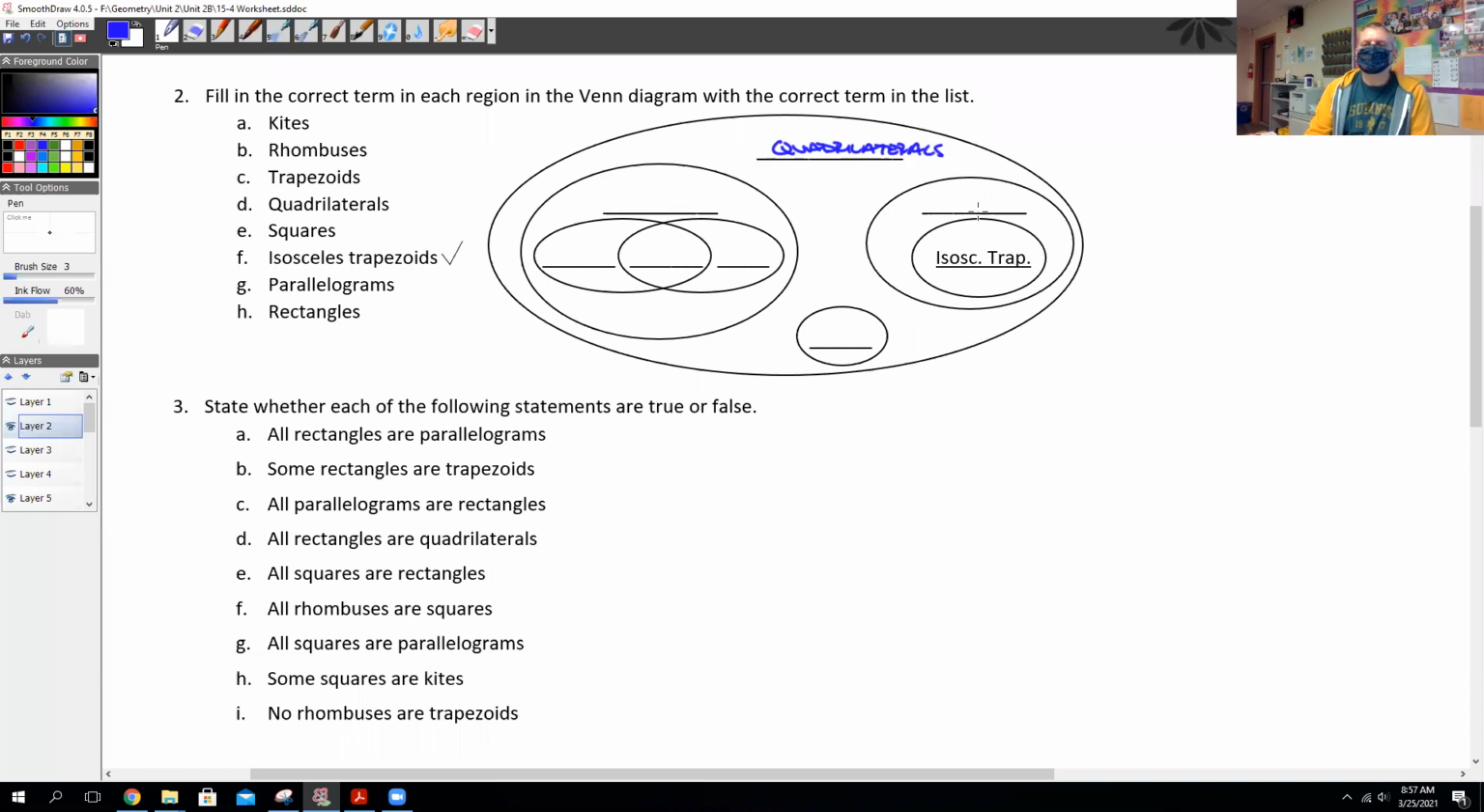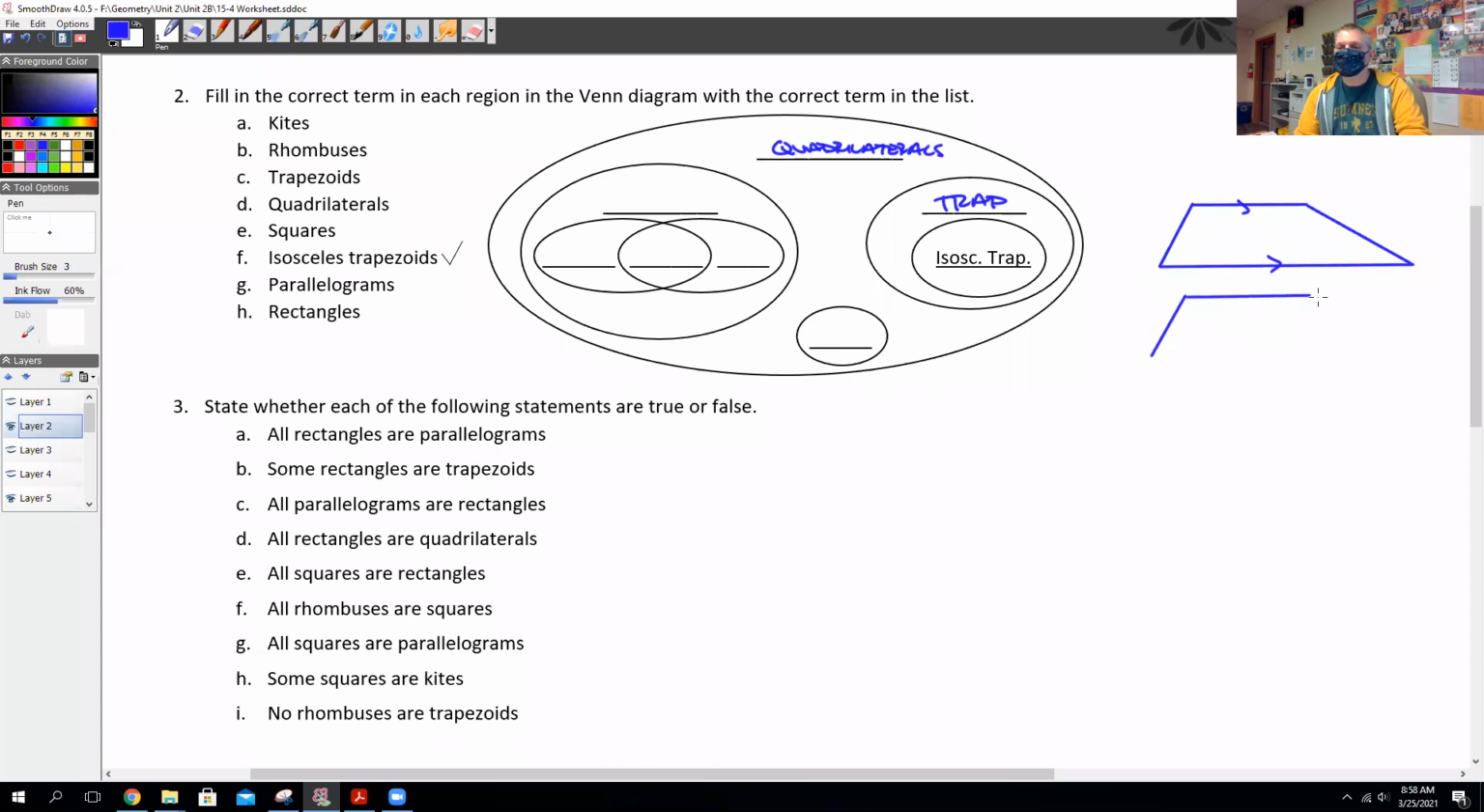Let's see. So isosceles trapezoid. What do you think is probably going to go up here with the isosceles trapezoid? Probably trapezoid. If we have a trapezoid, all isosceles trapezoids are also trapezoids, right? So remember, the difference between an isosceles trapezoid and a regular trapezoid is, let's say here's a trapezoid. We've got this side is parallel to that side. An isosceles trapezoid has what?